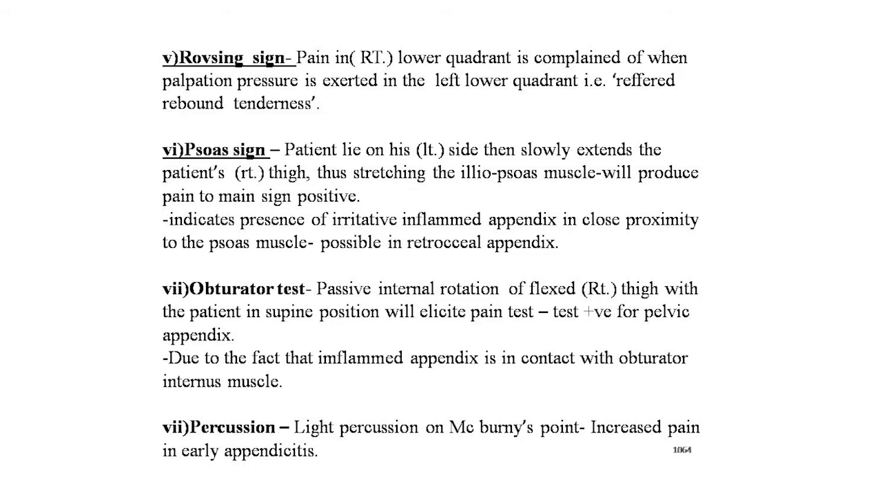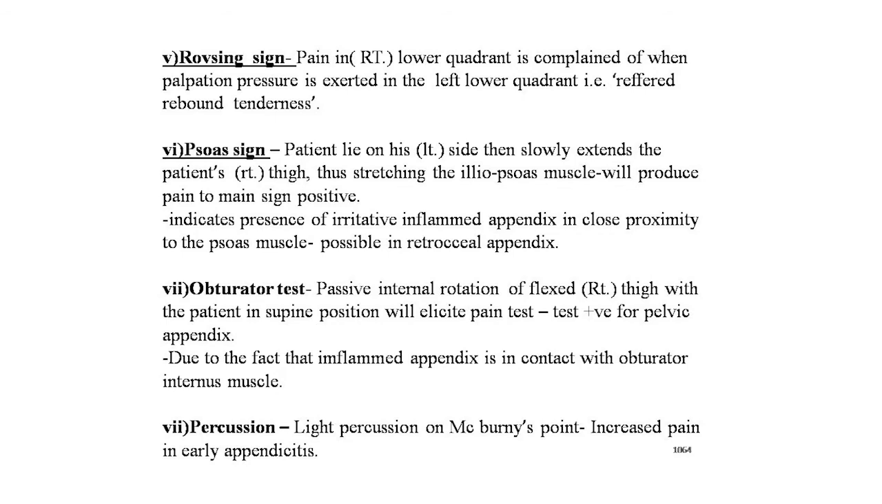The next physical examination test is the obturator test. Passive internal rotation of the flexed right thigh with the patient in supine position will elicit pain. The test is positive for pelvic appendix. The test is positive when there is a pelvic appendicitis, due to the fact that the inflamed appendix is in contact with the obturator internus muscle. That's why the pain is exaggerated and the obturator test becomes positive in pelvic positional appendicitis.